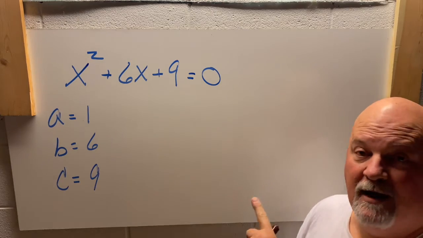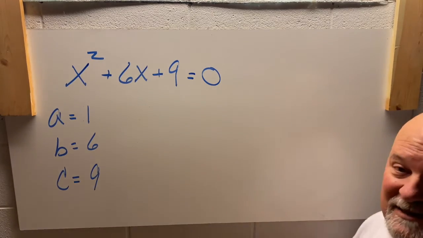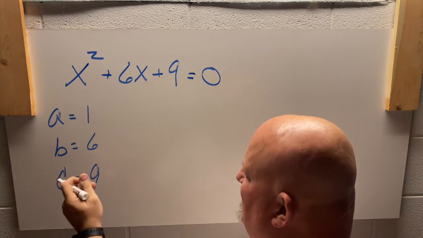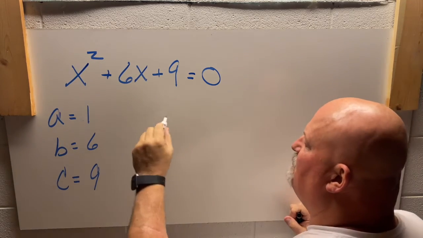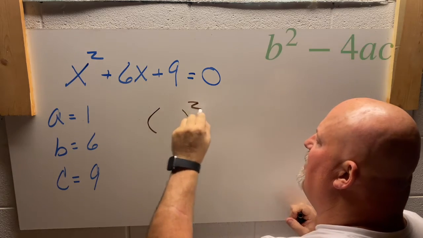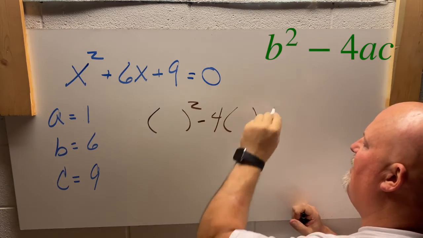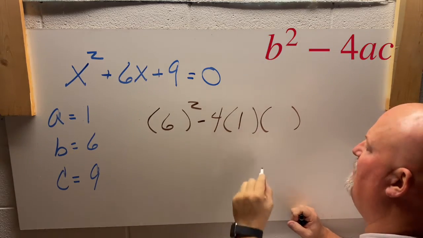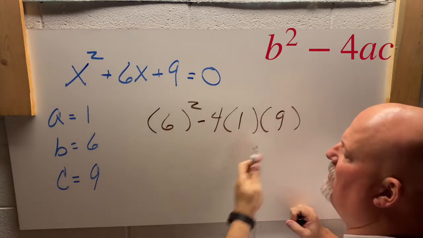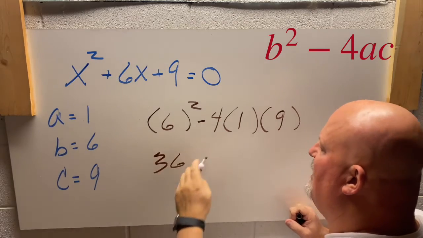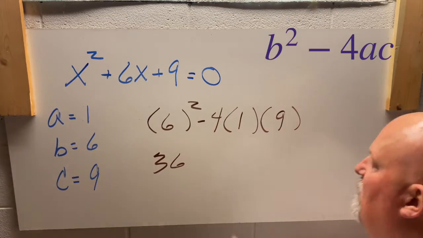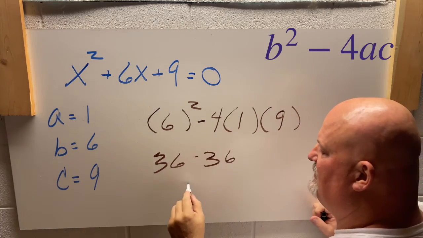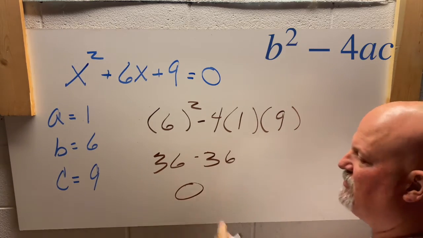Okay, now let's do another one. So we have x squared plus 6x plus 9 equals 0. I've already identified a, b, and c. A is 1, b is 6, and c is 9. So let's put it into the discriminant. So we have b squared minus 4 times a times c. b is 6, a is 1, and c is 9. Work this down. This is 36. Negative 4 times 1 is negative 4. Negative 4 times 9 is negative 36. 36 minus 36 is 0. So our discriminant is 0.